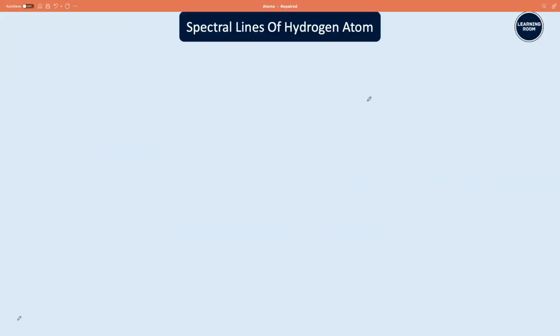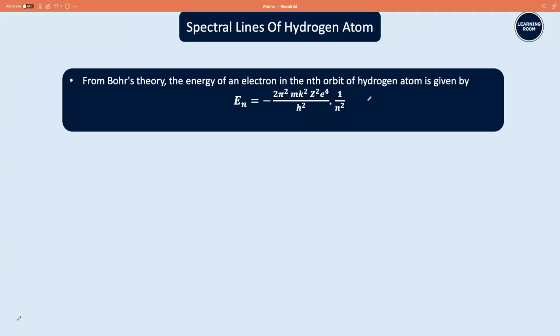Now listen. Based on this expression, this is how we derive the expression. From Bohr's theory, the energy of an electron in the nth orbit of hydrogen atom. Since they said hydrogen atom, the value of Z here should have been 1. It is 2 pi square m k square e power 4 divided by h square into 1 by n square. You need not remember this value, I already gave you the expression.